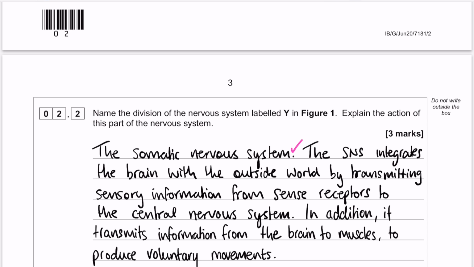So we've got the somatic nervous system integrates the brain with the outside world by transmitting sensory information to the central nervous system. That is a mark. And then in addition to that, it transmits information from the brain to muscles or to effectors in order to produce voluntary movements. Okay, and there is your 3rd mark. I hope that makes sense.